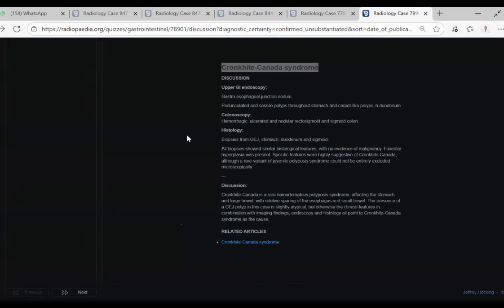Okay, my colleagues. So the last case was Cronkhite-Canada syndrome, and this is one of the GIT adenomas and polyposis syndromes.